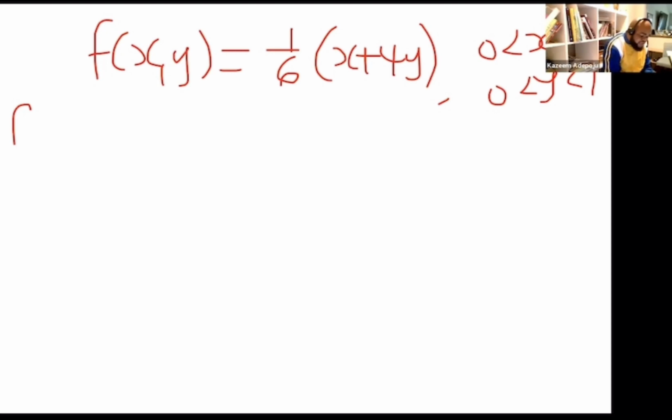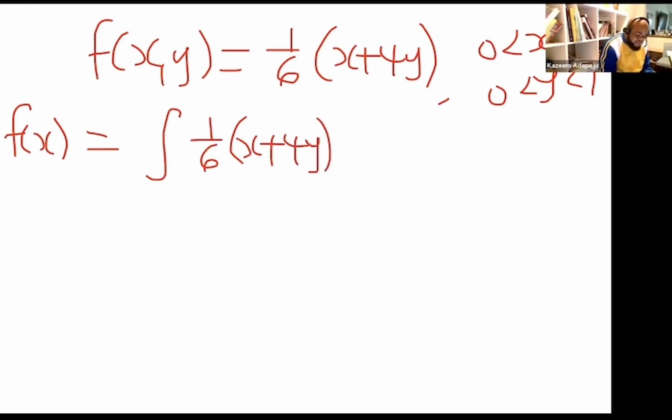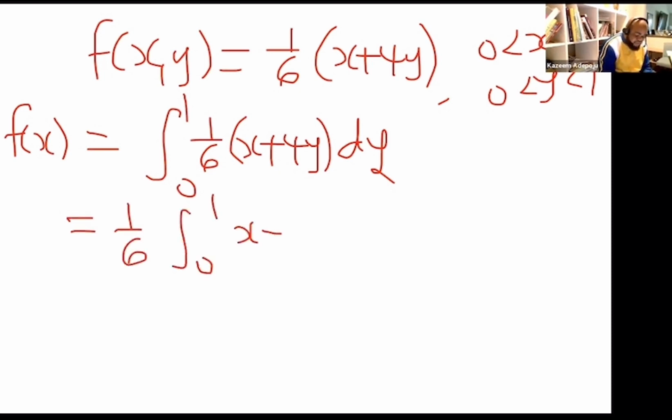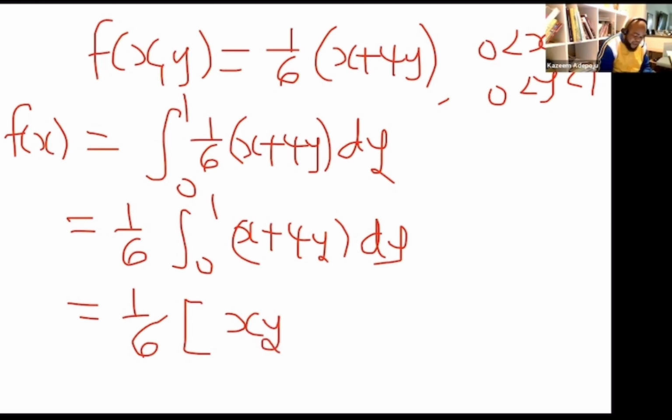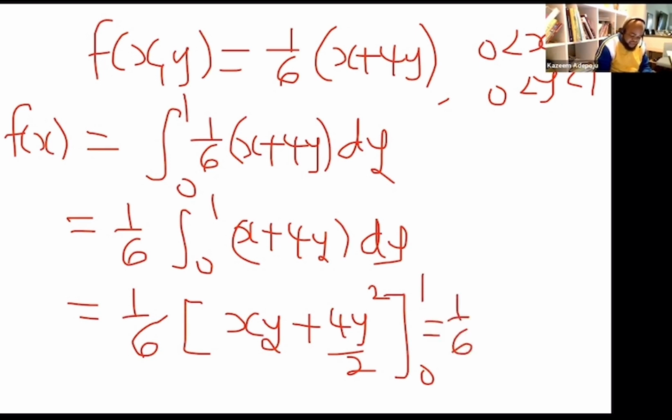And you know what I'm interested in now? I'm interested in f of x. So I'm going to integrate this with respect to the variable I'm not interested in. Right now, 1 over 6, integral from 0 to 1 of (x + 4y) dy. So this is going to be 1 over 6 times xy plus 4y squared over 2, from 0 to 1. So 1 over 6 times xy plus 2y squared, from 0 to 1.